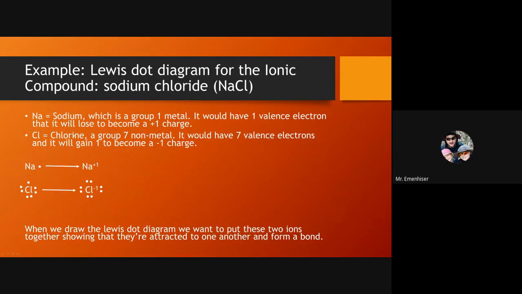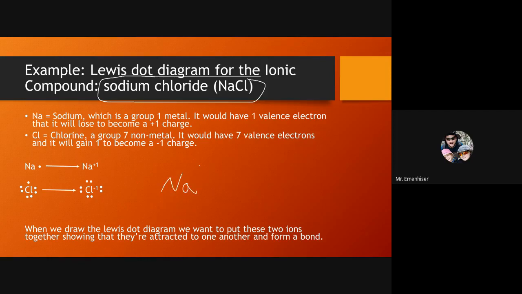Okay, so here's an example. Sodium is in group 1, so sodium has 1 valence electron. So he will lose it and become +1. Chlorine is in group 7, so he will have 7 valence electrons. He's going to gain 1 electron to get his 8 electrons, to get his octet, and a -1 charge. And so when we draw the Lewis dot diagram for sodium chloride, NaCl, we're going to show these just together.